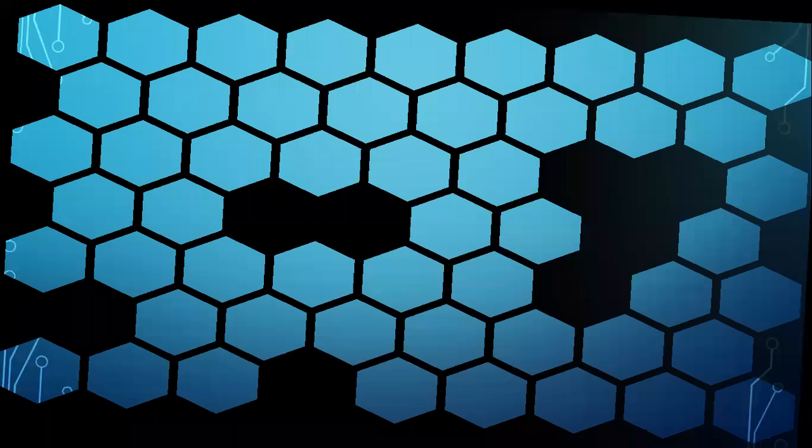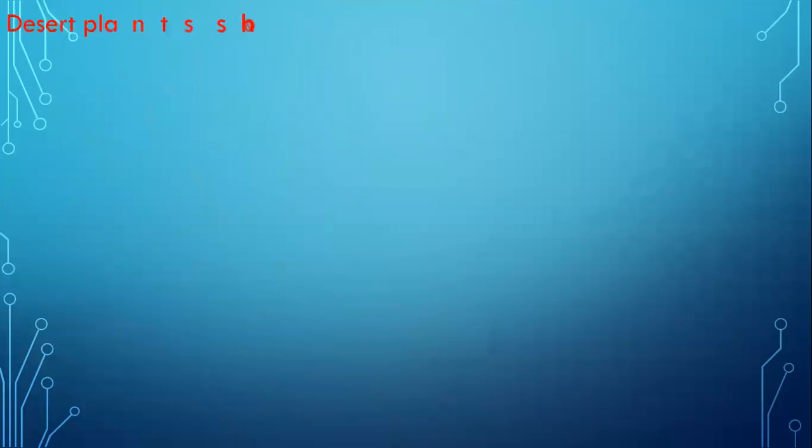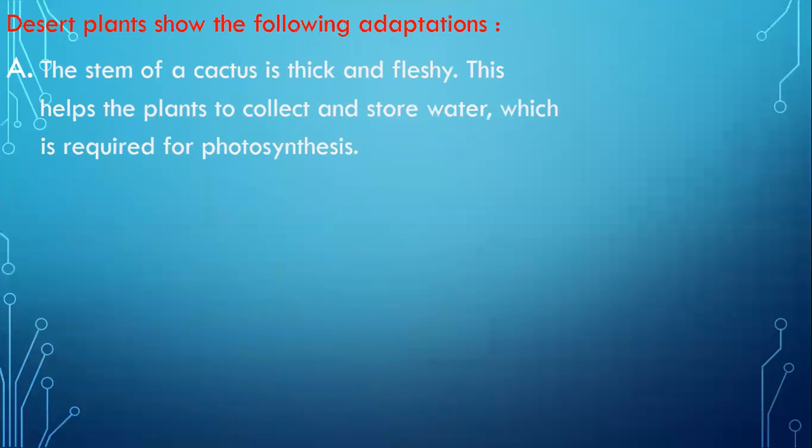Then we have to discuss another category about the adaptations. The desert plants show the following adaptations. Point A, the stem of a cactus is thick and fleshy. This helps the plants to collect and store water which is required for photosynthesis. So in this way, the stem of a cactus plant is modified and becomes thick and fleshy. That's why it's very helpful for the plants to collect and store water that is required for the photosynthesis process.